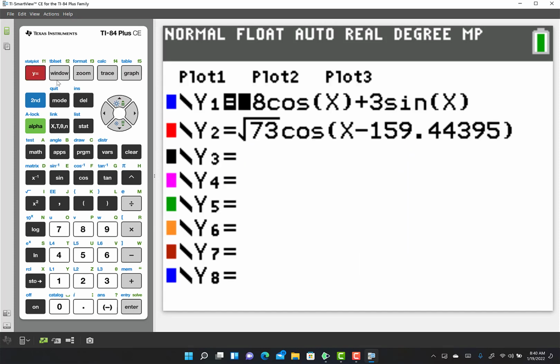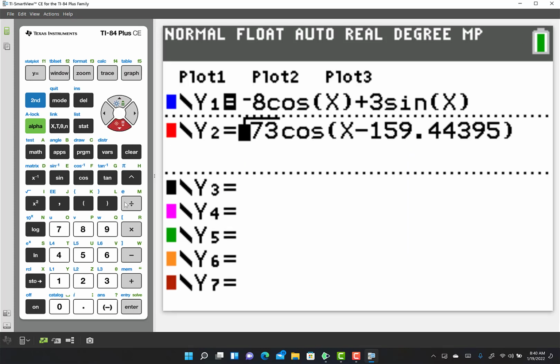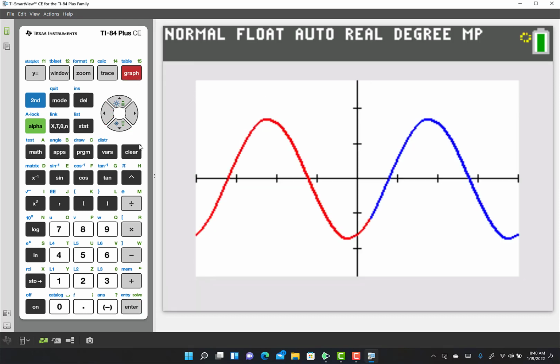Look what happens when I turn on y2, the red one. It overlaps it. That means it's the same wave. Now I know if you don't have a color one, you can't tell. So let me show you a hack. I think there's a way that I can get that one.